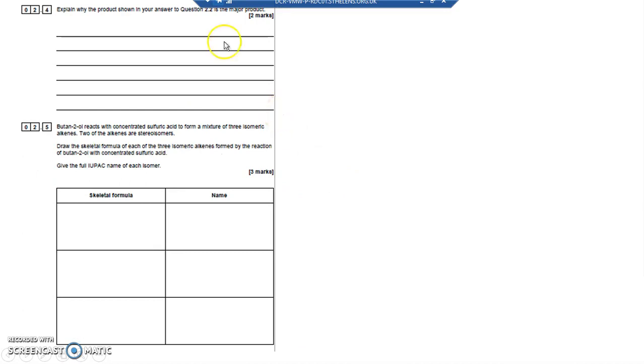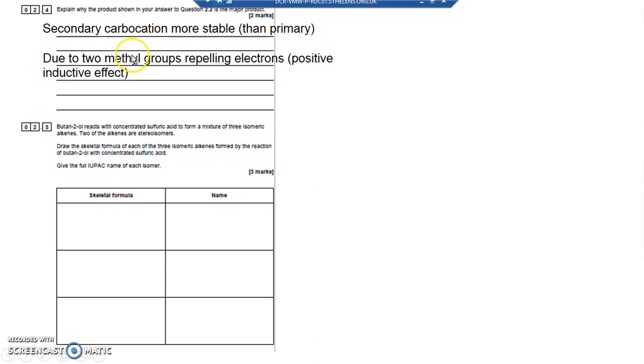Explain why the product in your answer is the major product. So we've said that already. It's a stable secondary carbocation. It's more stable than the primary carbocation. If you were to make, incidentally, a tertiary carbocation with 3 carbons around the C+, that would be even more stable, because of the reason why the methyl groups repel electrons. It's called a positive inductive effect, and it reduces the size of the charge on the C+ and makes it stable, but all you need to say is that the methyl groups repel electrons.